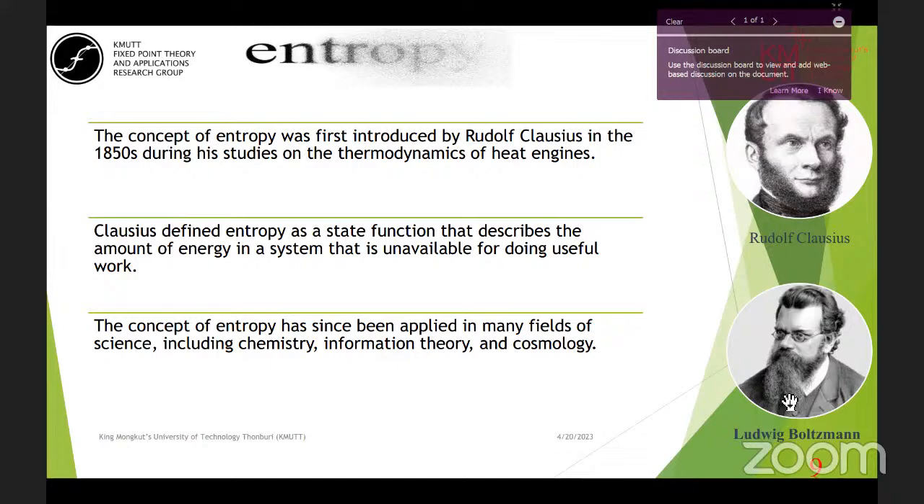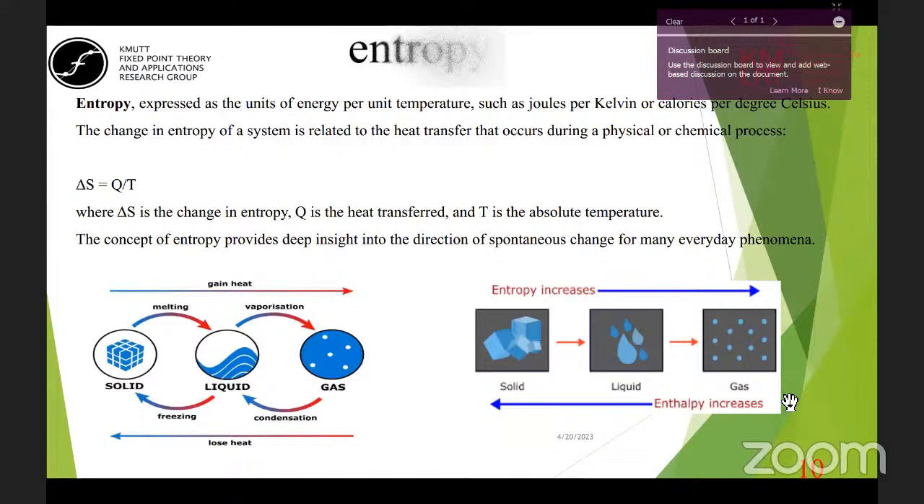Entropy is expressed as a unit of energy per unit temperature, such as joule per Kelvin or calories per degree Celsius. The change in entropy of a system is related to the heat transfer that occurs during a physical or chemical process. Mathematically, we can say delta S is equal to Q by T, where delta S is the change of entropy, Q represents the heat transfer, and T is the absolute temperature. The concept of entropy provides deep insight into the direction of spontaneous change for many everyday phenomena.